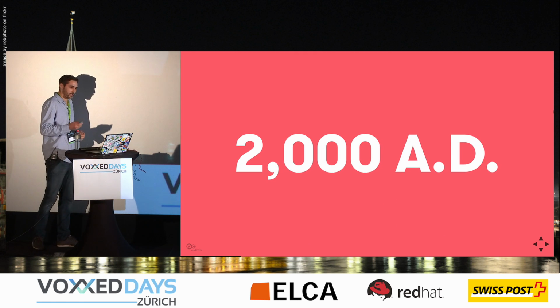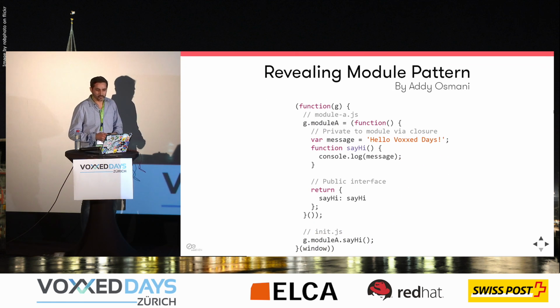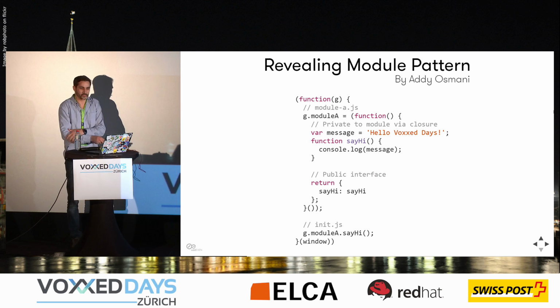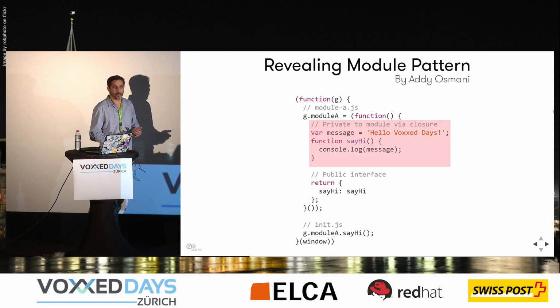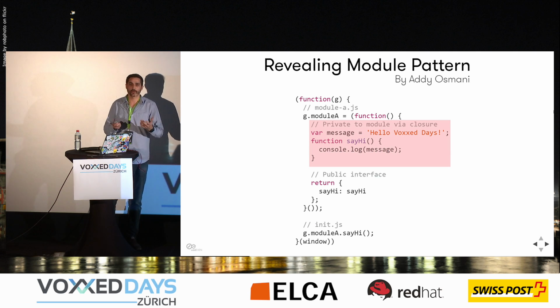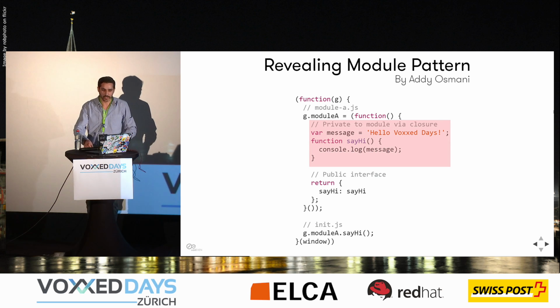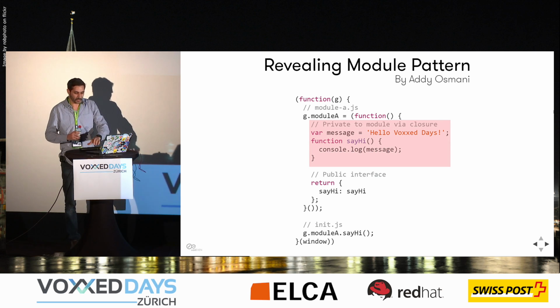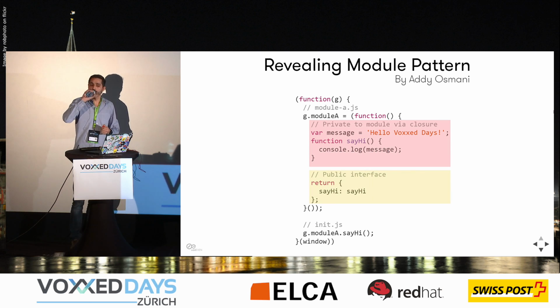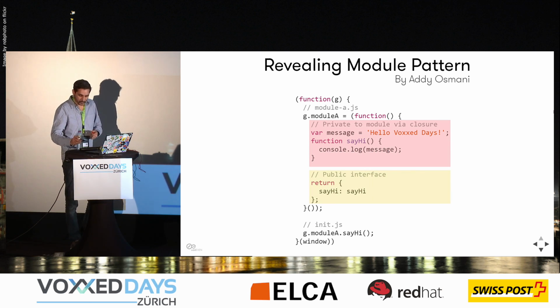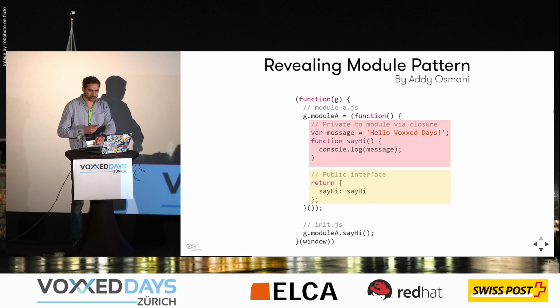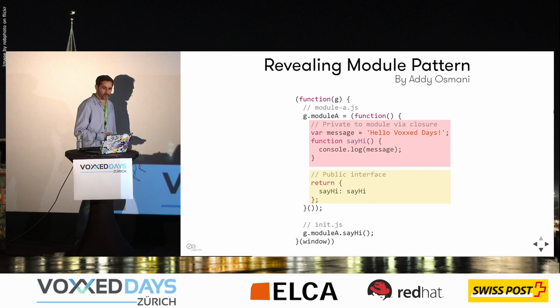And then moving on, let's say 2000 AD, we even invented stuff like this. So this is the revealing module pattern, so that we can even have information hiding inside of JavaScript modules using closures, using function closures. So you have a kind of a private area in our module, and then we have a public interface to that module. So this is already nice structuring. But let's move on.